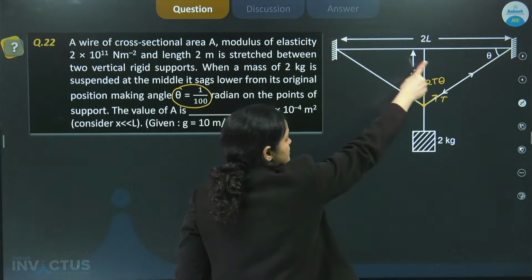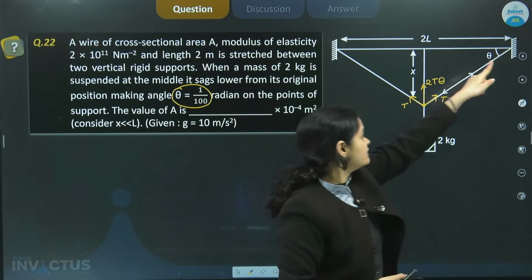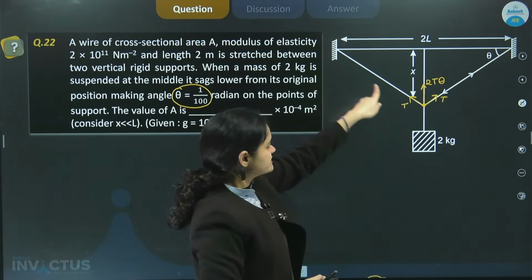Now the initial string was this. It has slightly deformed by an angle theta. So now see, here the length is increasing. All right. So we can first of all use the concept of laws of motion, where the net force is going to balance each other. Okay. And then the concept of elasticity.